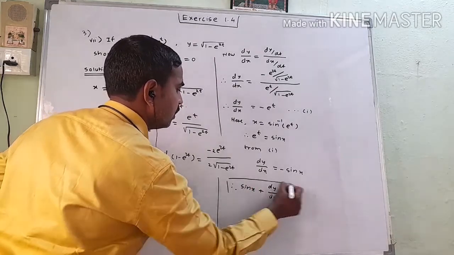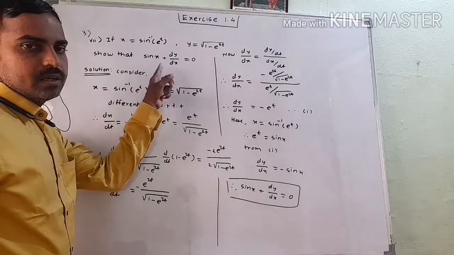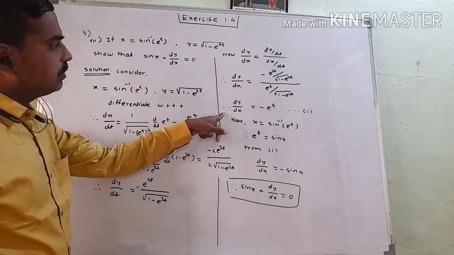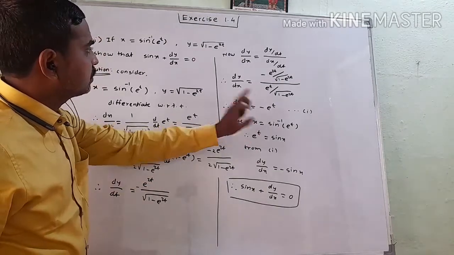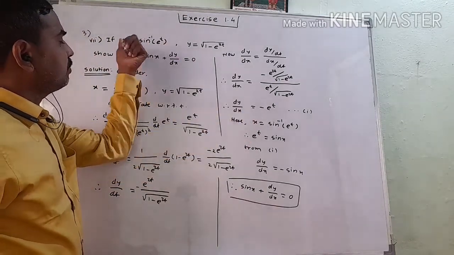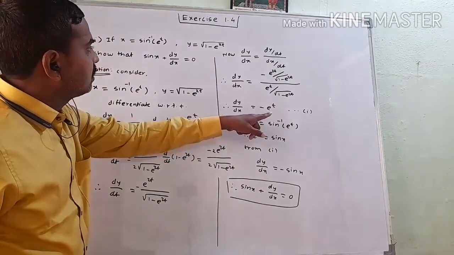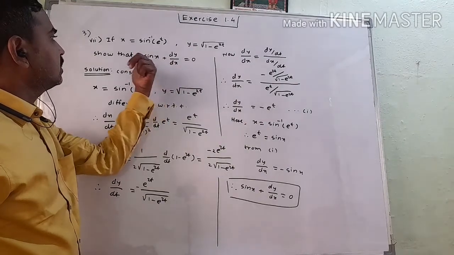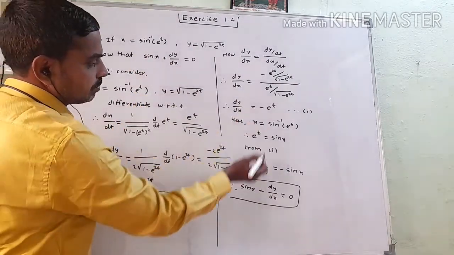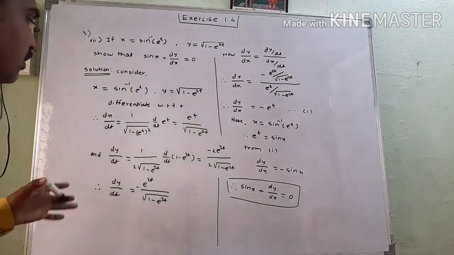This whole calculation we have to perform here to obtain our required result. If only derivatives were to be calculated, suppose the problem is to find dy by dx, then only this answer is accepted. But here the required result is sin x plus dy by dx. For this purpose we have calculated this answer. This is the solution of the 7th example.